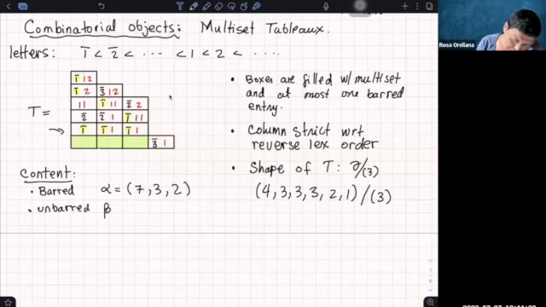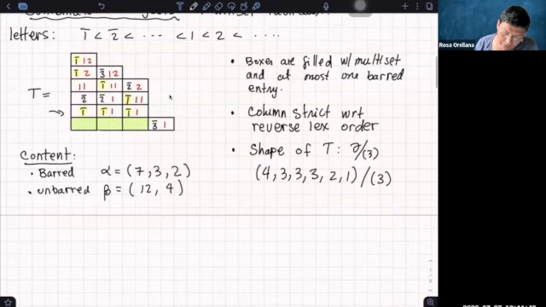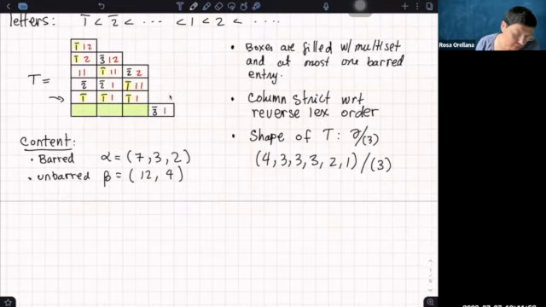And then you count the unbar entries. So how many bar entries? 1, 2, 3, 4, 5, 6, 7, 8, 9, 10, 11, 12. And then there are 4 unbar twos. So you keep track of that.